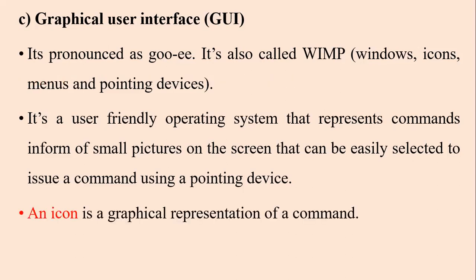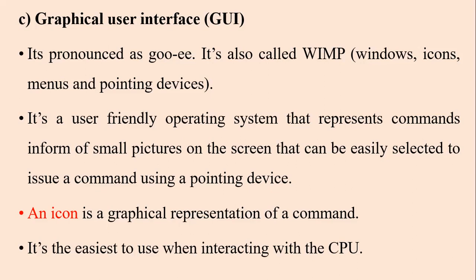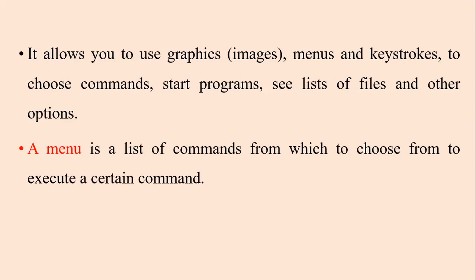An icon is a graphical representation of a command. It is the easiest to use when interacting with a central processing unit. In other words, the graphical user interface operating systems are the easiest to use in comparison to the menu-driven and the command-driven operating systems. This is because these operating systems allow you to use graphics or images, menus, and keystrokes in order to choose commands, start the programs, see a list of files, and perform other activities. A menu is a list of commands from which to choose to execute a certain command.